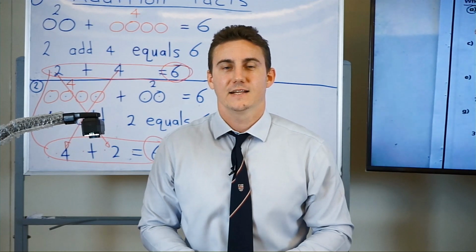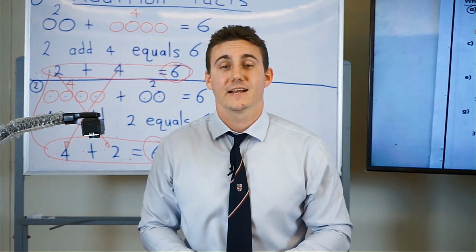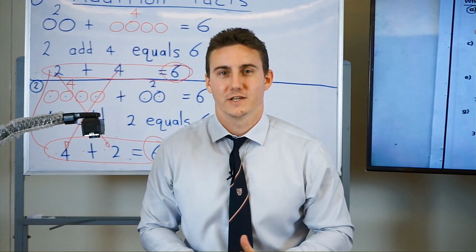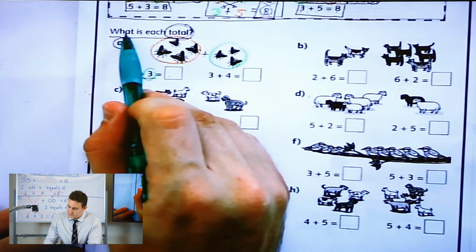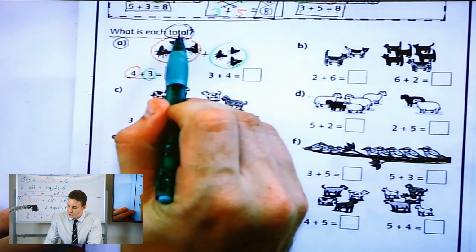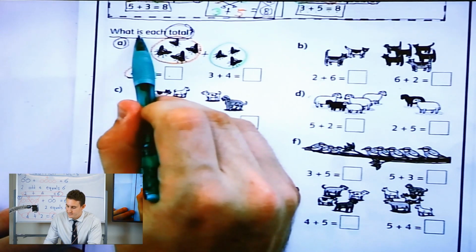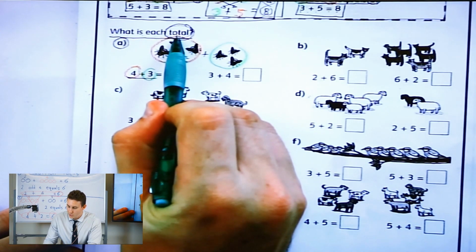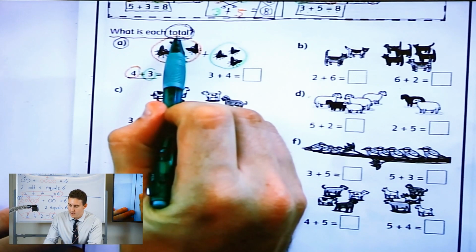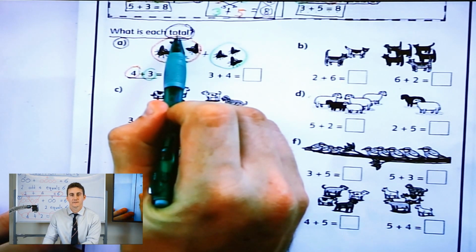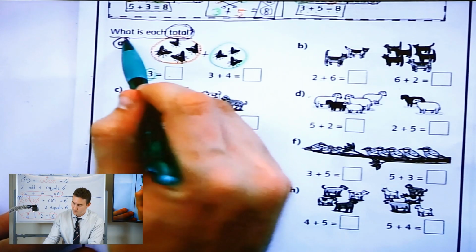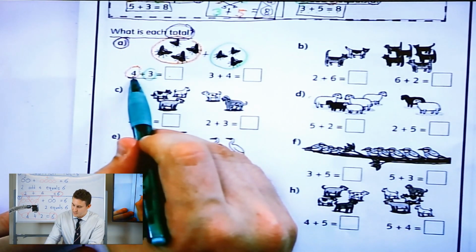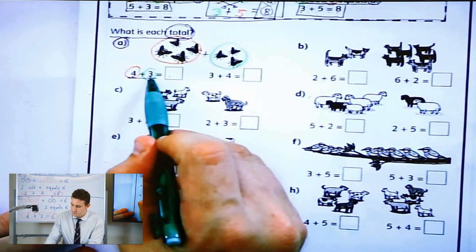Okay, students, let's look at page 9 at the next exercise in your maths worksheets. So the next sentence says, what is each total? And the total means how many after you have added, after you plus them together. So if we look at example A, we'll see the first sum says 4 plus 3.